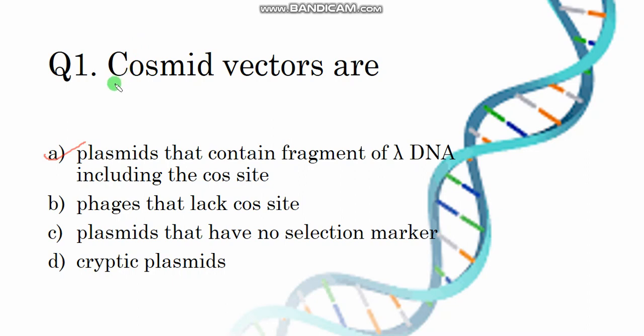And here cosmids are hybrids between plasmids and phages. The cos site is required for the packaging of DNA into the lambda phage particles. So it contains both the plasmid and a fragment of lambda DNA, that is the cos site.